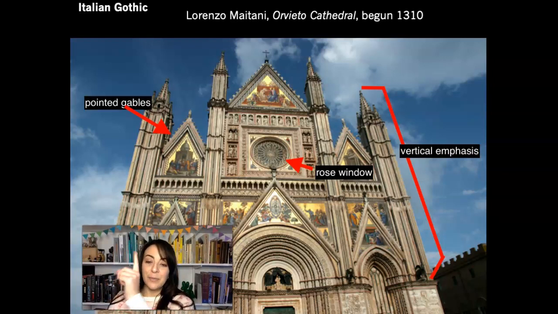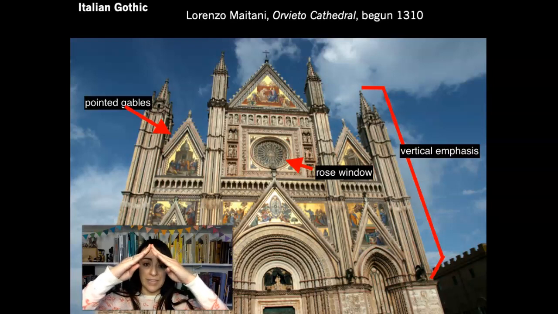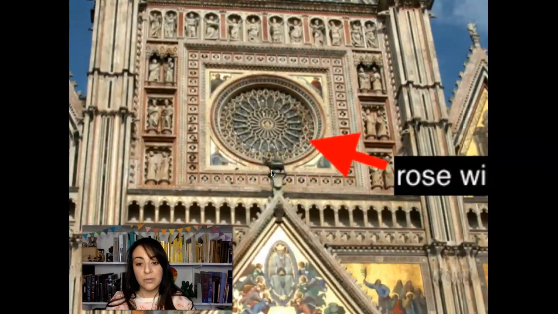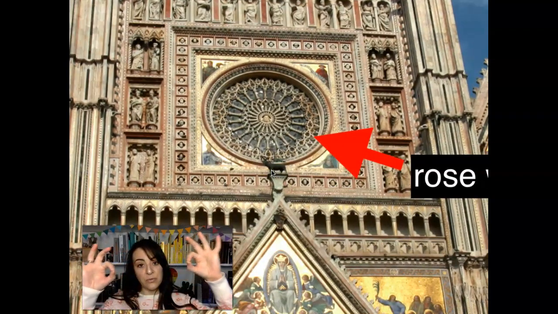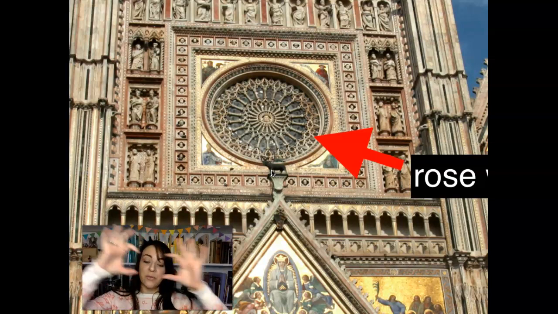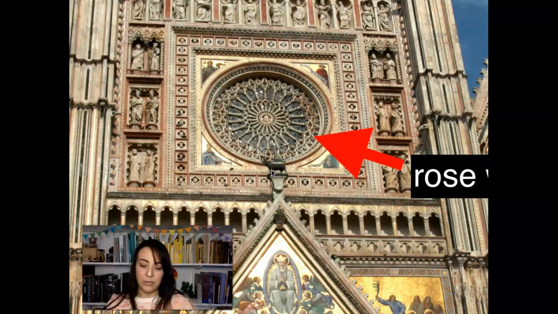One is the pointed gables. Pointed gable is another word for the roof line. So you see those pointed gables here. And then the rose window, so typical in Gothic architecture. It's called a rose window because it's typically a circle, and the stonework and the stained glass in the middle of it radiate out in these kind of petal-like shapes, like a blooming rose.